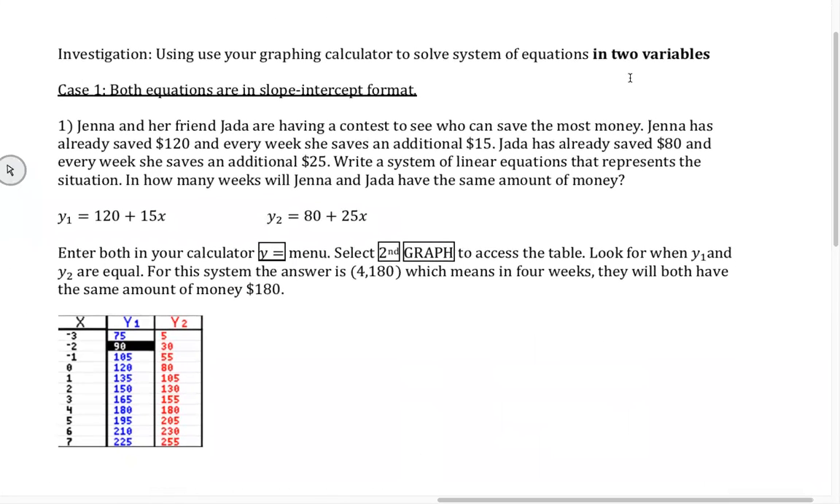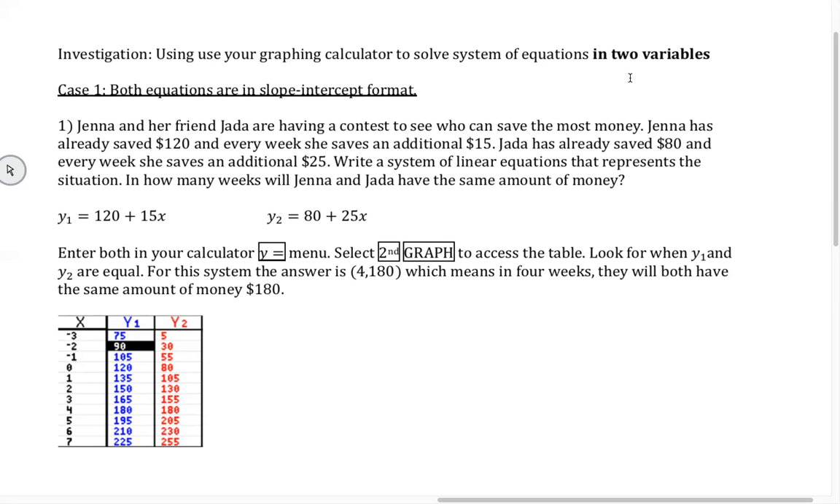All right, let's see what this is. Using your graphing calculator, solve a system of equations in 2 variables. Both equations are in slope-intercept form. Jenna and her friend Jada are having a contest to see who can save the most money. Jenna already saved $120, and every week she saves an additional $15. Jada has already saved $80, and every week she saves an additional $25. Write a system of linear equations that represents the situation. In how many weeks will Jenna and Jada have the same amount of money?